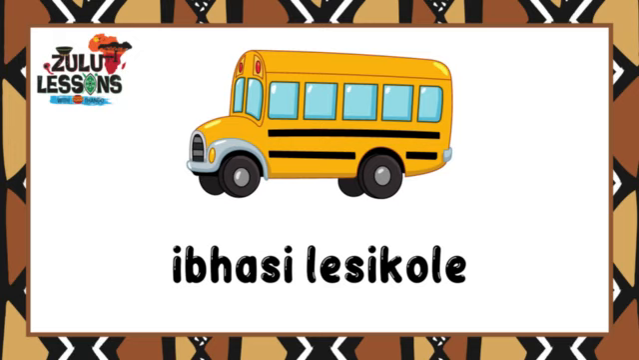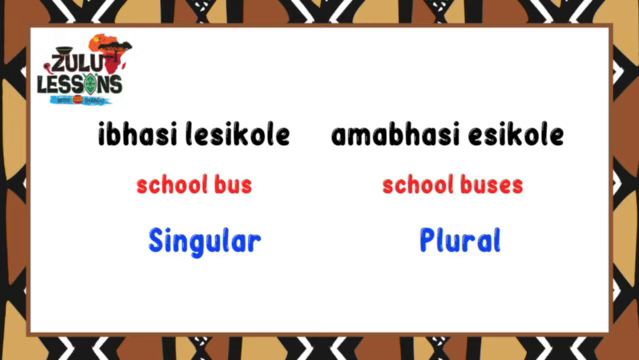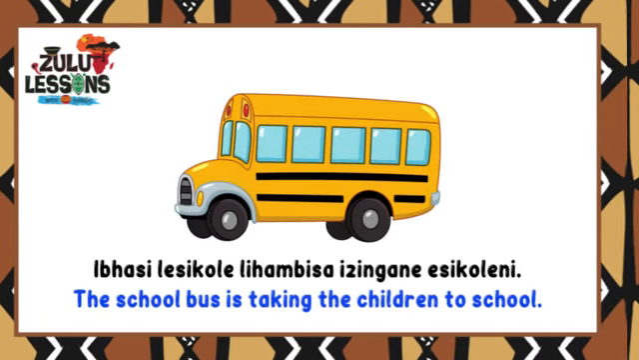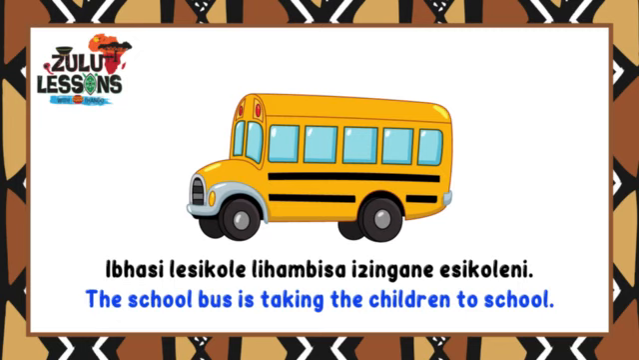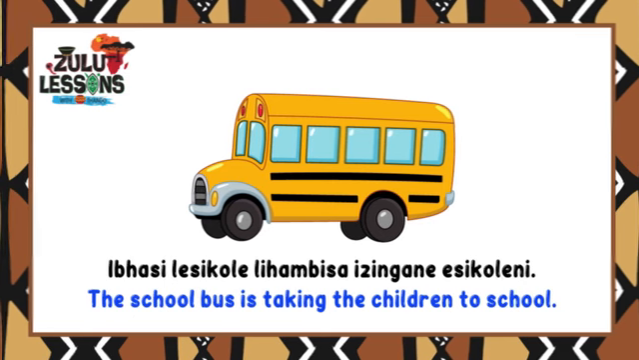A school bus. Ibhasi lesikole. So ibhasi is a bus. Isikole is a school. So there's a possessive there. I could have said ibhasi lami, that's my bus, but it belongs to the school. So ibhasi lesikole. Do you hear? So it's a school bus. Ibhasi lesikole lihambisa izingane esikoleni. The school bus takes children to school.